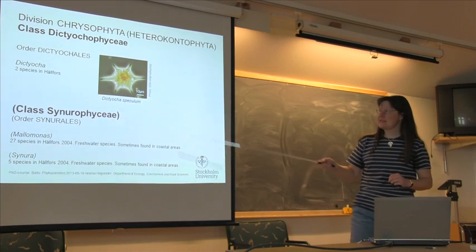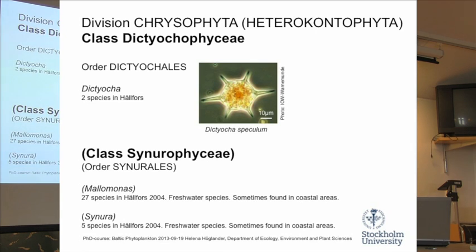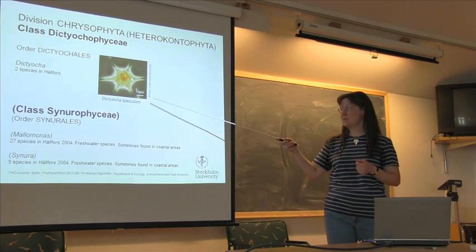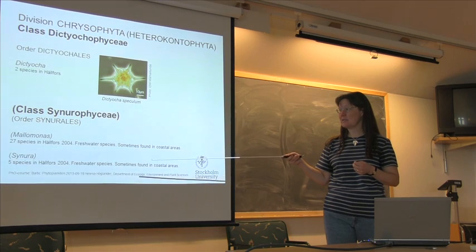And then another class that is more common on the west coast and also found in the southern Baltic, the Dictyochophyceae. Heavy blooms of these can affect fish farms, because due to these spines they can be attached to the gills of the fishes. So heavy blooms of these can also be a problem. On the west coast in Denmark they have had some problems with that.